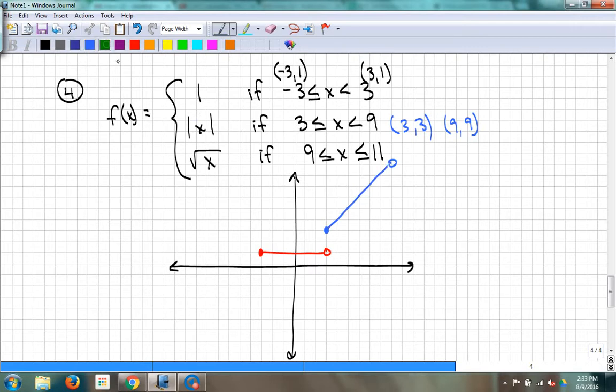The third piece has important points at (9, 3), and then (11, square root of 11). The square root of 11 is around 3.2 or so. So I'm just going to be a little bit above 3 for that point. Both of those are filled in points. So I'll go to (9, 3), filled in, and then 11, a little bit above 3. And it's not a straight line, it's kind of curved a little bit there. And there we've graphed the piecewise function for number 4.